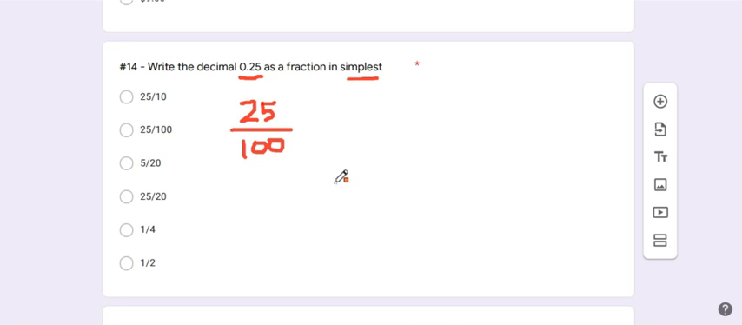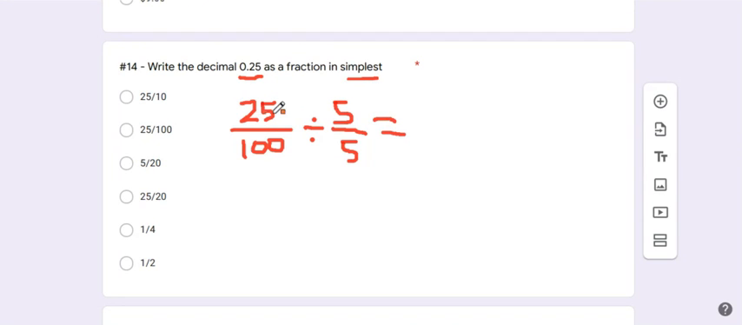Now, simplest form is sort of similar to, maybe you would say, reducing the number. I like to say simplify the number. You're looking for a number that the top and bottom numbers are both divisible by. So I know that this number 25 ends in a 5 and the number 100 ends in 0. And I know that numbers that end in 5 or 0 have a common factor of 5. And so what I'm going to do, as you see me doing here, is dividing the top number by 5 and the bottom number by 5.